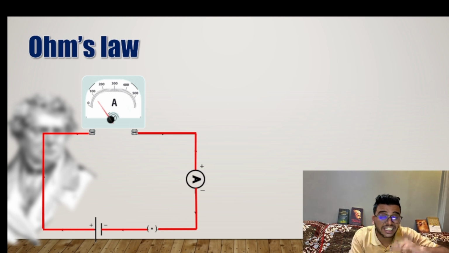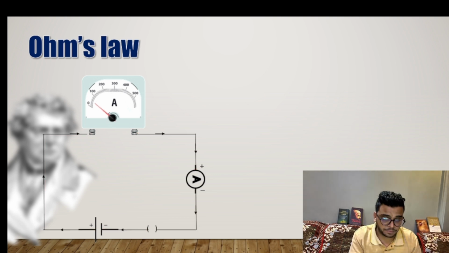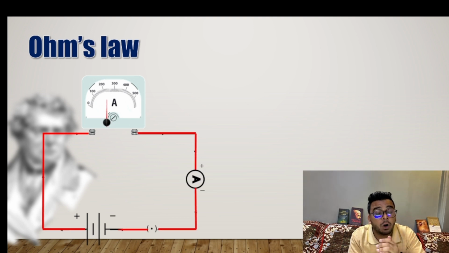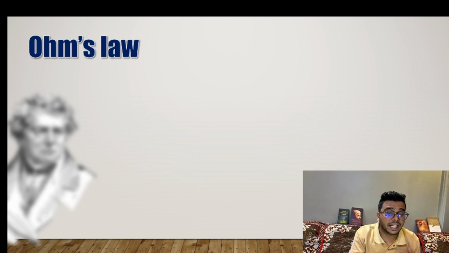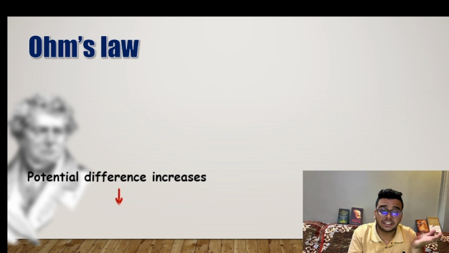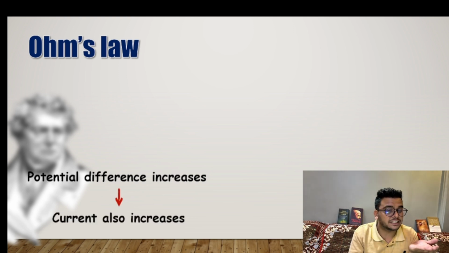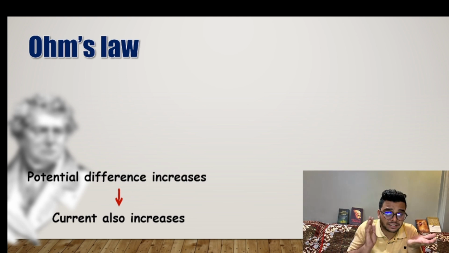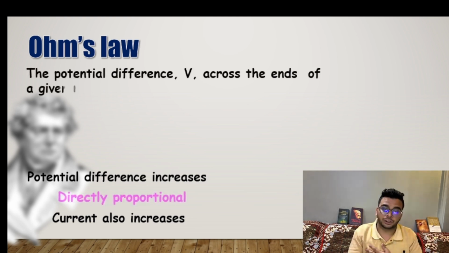Now, if I increase the potential difference, meaning if I add one more battery, my potential difference will increase. Now let's see what happens with the current. As you all can see, the current also has increased. So from this, we can draw a conclusion that if potential difference increases, the current also increases. When one increases, the second one is also increasing. They both are directly proportional.